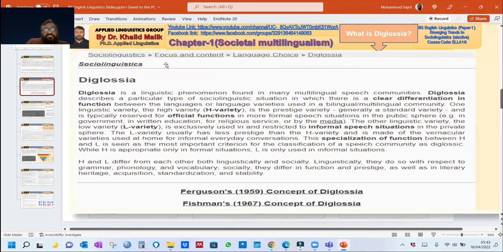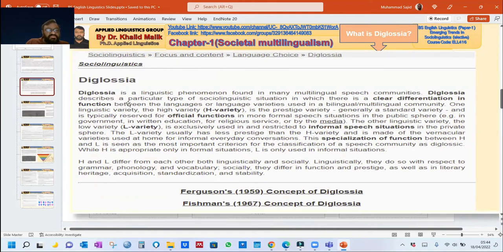Now we come to sociolinguistics focus on language choice. We have already discussed multilingualism, I mean the societal lingualism. And now diglossia. What is diglossia? The second question. We have seven questions today for this chapter. Diglossia is a linguistic phenomenon found in many multilingual speech communities.